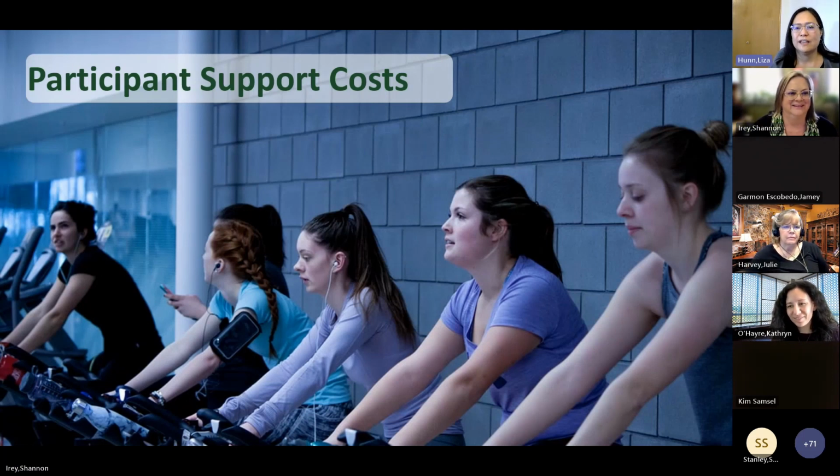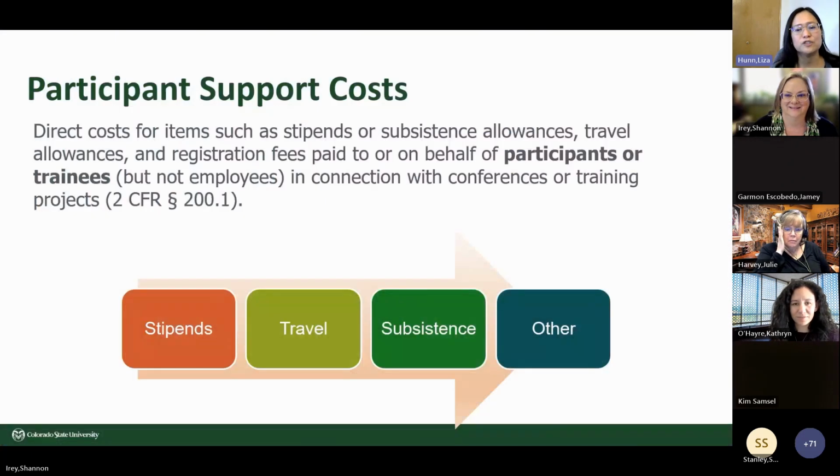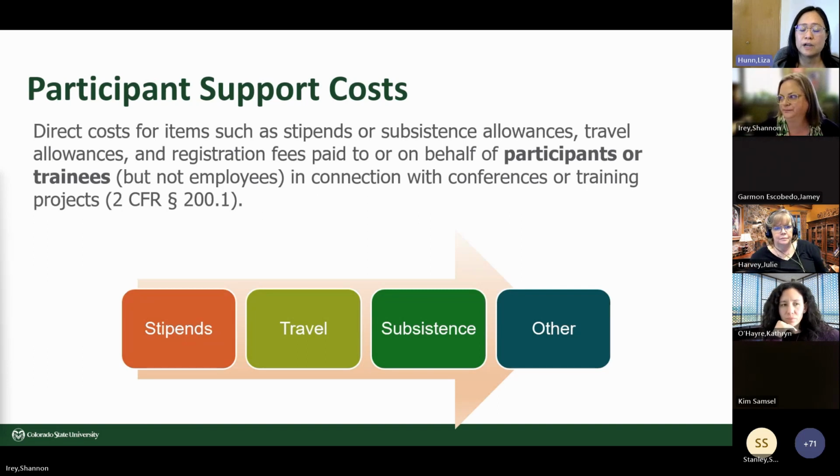Participant support costs. Okay, I don't want to read this to you. There's 4 different categories: your stipends, travel, subsistence, and other. Bottom line with participant support, it must directly benefit the participant versus the proposed project. I mean, it can't. You understand? It's got to directly benefit the participant. So a great example is something like REU, the research experience for undergraduates.